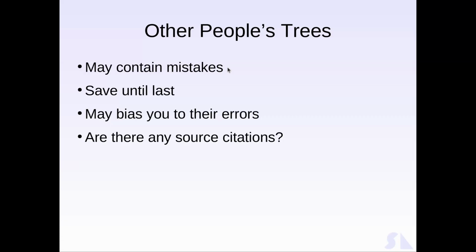People make mistakes. So when you look at these other trees, you're almost certain that there will be at least something wrong in what you look at. Maybe something pretty minor, but there's likely to be a mistake there. So be skeptical. Save these until the end. Again, you don't want to cloud your judgment based on other people's mistakes, because that will give you a bias toward these errors. And it's important to look at how many source citations they have. What I've found is that when I look at other people's trees, they tend to have very few sources or sometimes no sources at all.